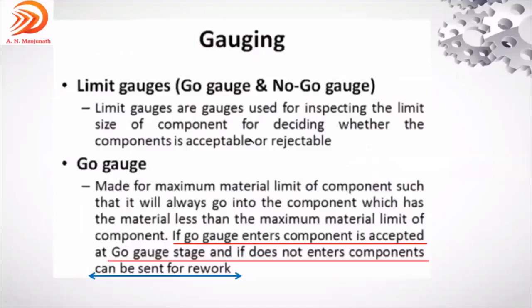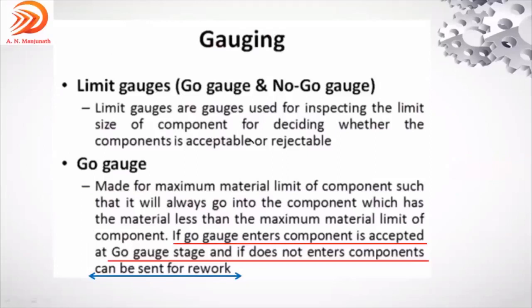See the limit gauges: go gauge, no go gauge, right? Limit gauges are the gauges used for inspecting the limit size of the component, for deciding whether the component is acceptable or rejected. Like I told in the last class, go gauge, no go gauge. Using the limit gauges, you're going to make sure whether the component is acceptable or rejectable.